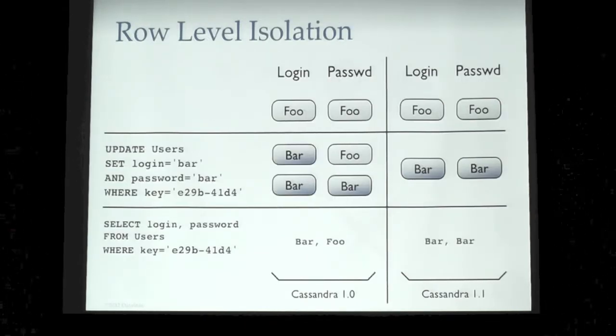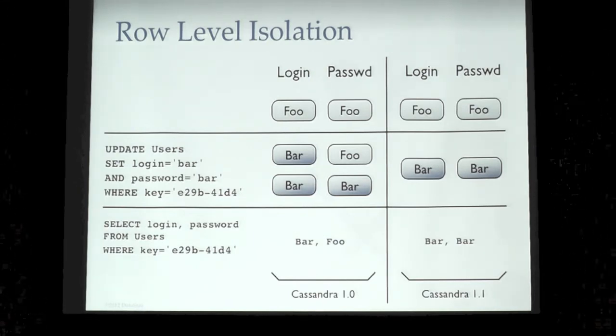The last thing I wanted to review from 1.1 is how we've added row-level isolation to Cassandra. I've tried to illustrate this by diagramming what happens when you have a read simultaneously with a write in Cassandra. What I'm doing here in the middle of the slide, I have an update to this row key E29, etc. So I'm updating this row. And at the same time, at the bottom, I'm running a select statement. I'm reading from that row.